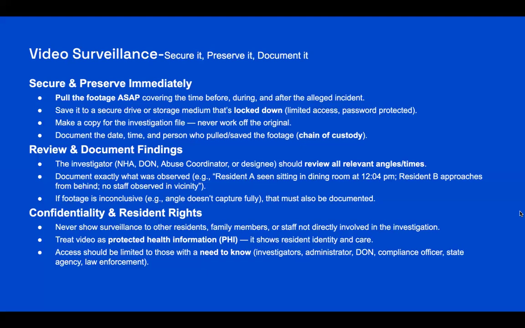Never show surveillance to other residents, family members, or staff not directly involved in the investigation. Treat that video as protected health information. Access should be limited to those on a need-to-know basis: investigators, the administrator, DON, compliance officer, state agency, law enforcement, or legal representation.